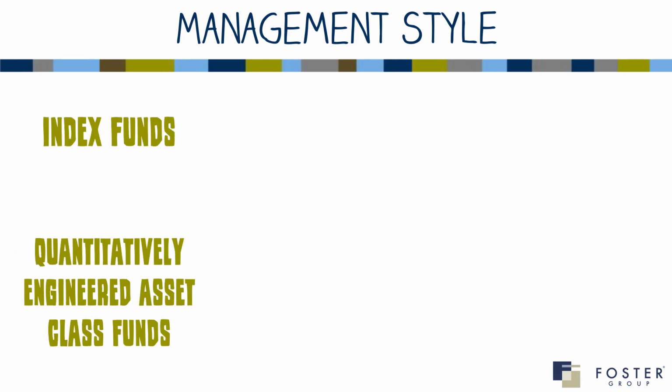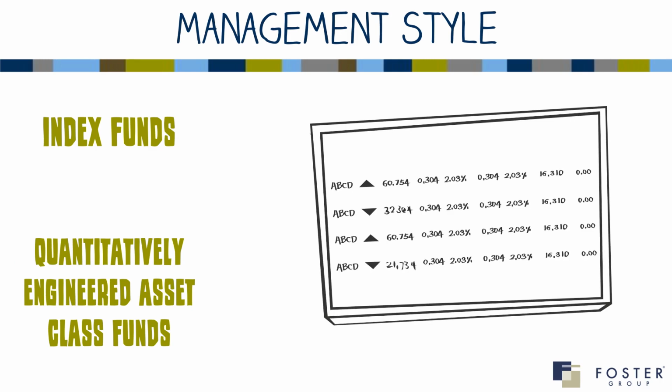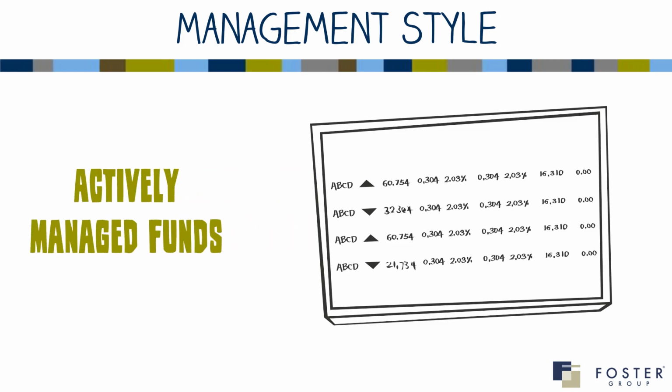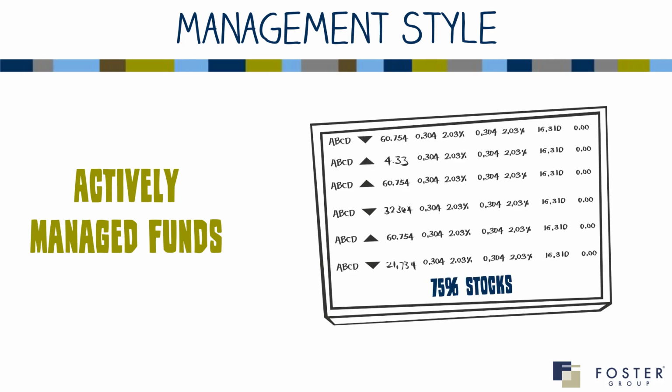Index funds and quantitatively engineered asset class funds have very specific types of securities that they must hold every day. As we have seen in our previous index versus active videos, actively managed funds may have broader guidelines in which to operate, meaning that a growth and income fund may hold 50% stocks one month and 75% stocks in the next. This changing approach by the fund manager may not be in line with an individual's carefully targeted risk and return allocation.